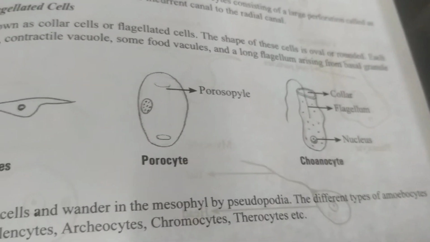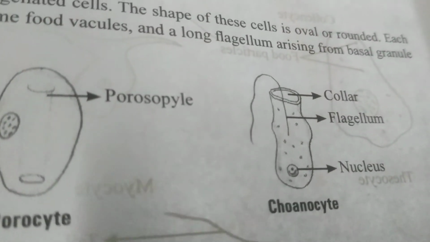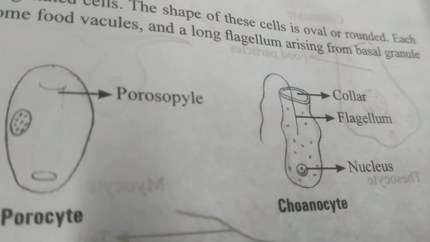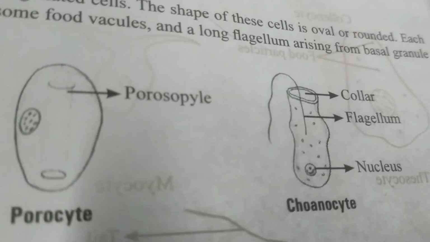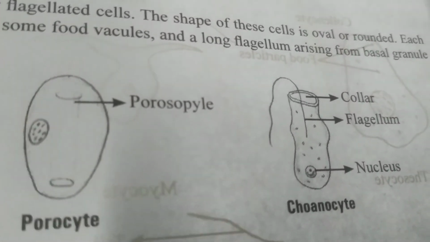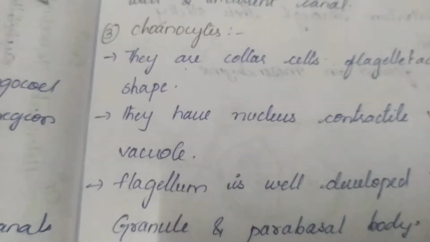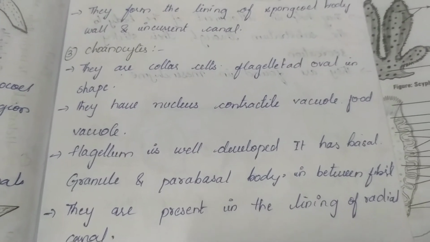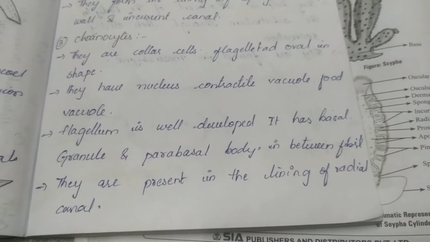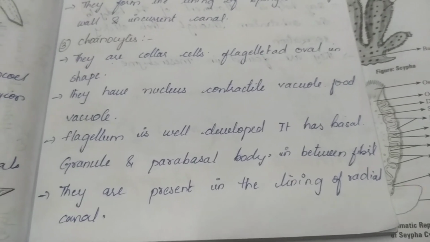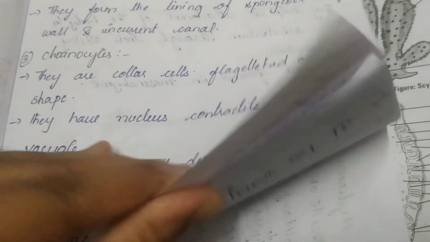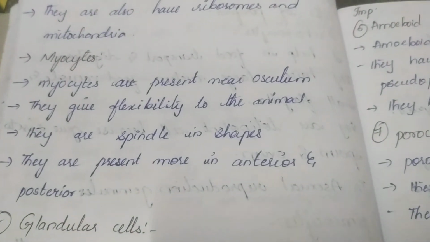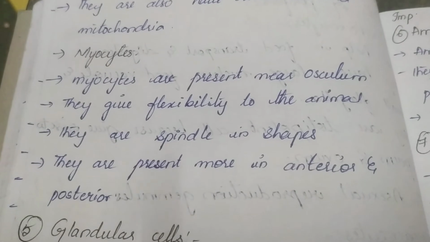The flagellum is well developed. It has basal granules. Can you see the granules? The dotted structures are called granules, and there are parabasal bodies. They are present in the radial canal, and they also have ribosomes. To recap, choanocytes are collar cells, flagellated and oval in shape. They have a nucleus, contractile vacuole and food vacuole. The flagellum is well developed and has basal granules and parabasal bodies in between fibrils. They are present in the lining of the radial canal. They also have ribosomes and mitochondria, which generate ATP, the powerhouse.